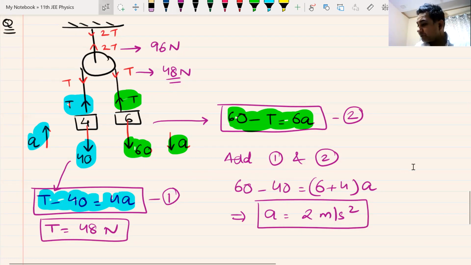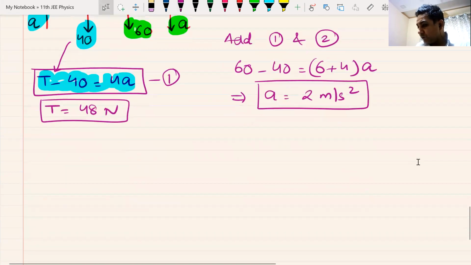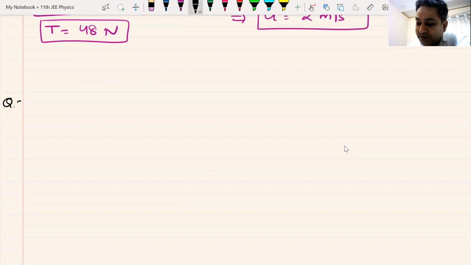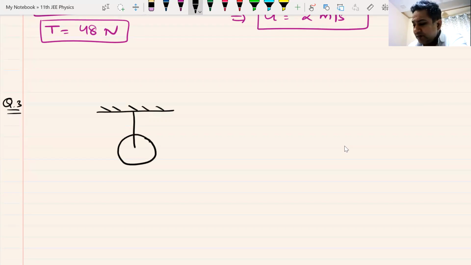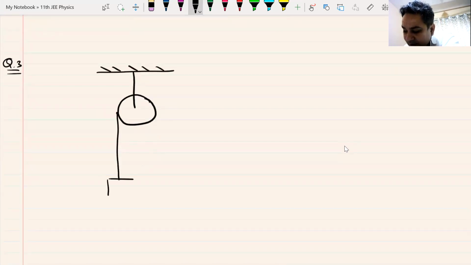Let me go on to the next question. Let us see. You can apply the same principle here. You must understand that all the questions will be done in a similar way. The only thing is they might look different, because they might have different configurations.